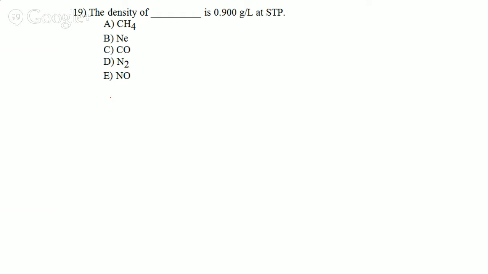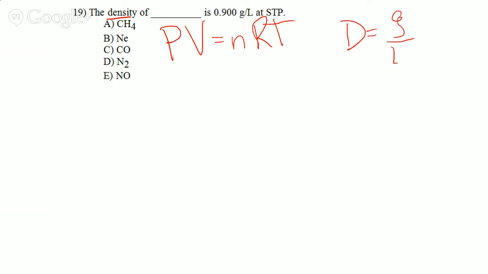All right, 19. The density of blank is 0.9 grams per liter at STP. All right, so let's take a look at our ideal gas equation. And we want density. All right, well, what do we know about density? It'll be grams over liter, right? Mass over volume. Interesting. So I have a density equation and I have an ideal gas equation, and no common terms, well, except for volume, right? So what am I going to do with this?